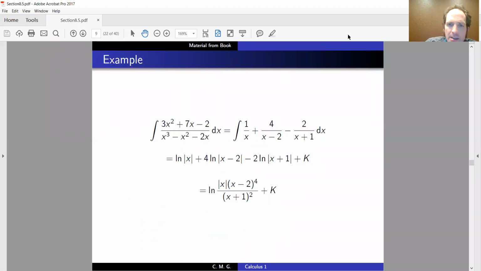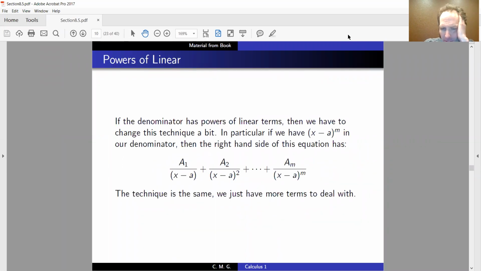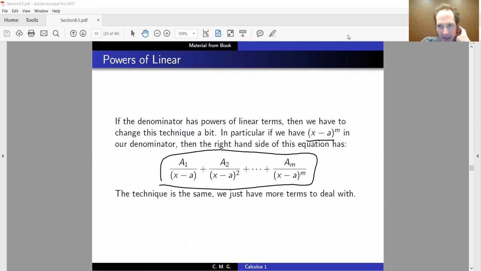So that's great. This works really well as long as those terms in the bottom are different. So I have an x minus 2, x plus 1. If any of those are raised to a power, I have a little bit more trouble. What I have to do is actually add extra terms. So instead of just having something over x minus a to the power, I have something over x minus a, something over x minus a squared, plus something over x minus a to the third, and so on, up until I hit that power, which is in the denominator. So if I have x minus a to the m power in the denominator, then the right-hand side of the equation has these terms in it, in addition to any other terms that I might have.